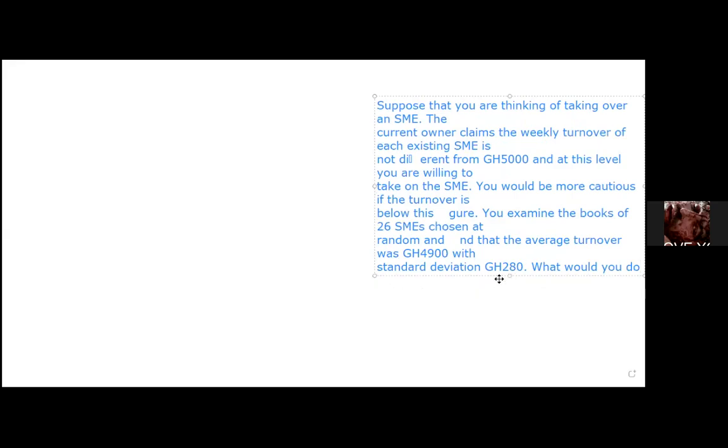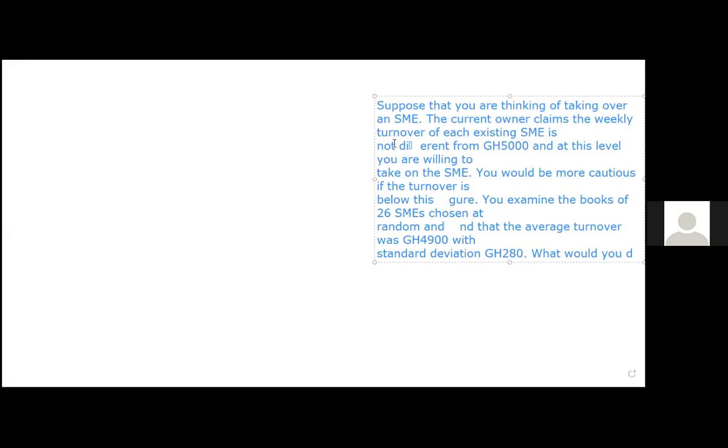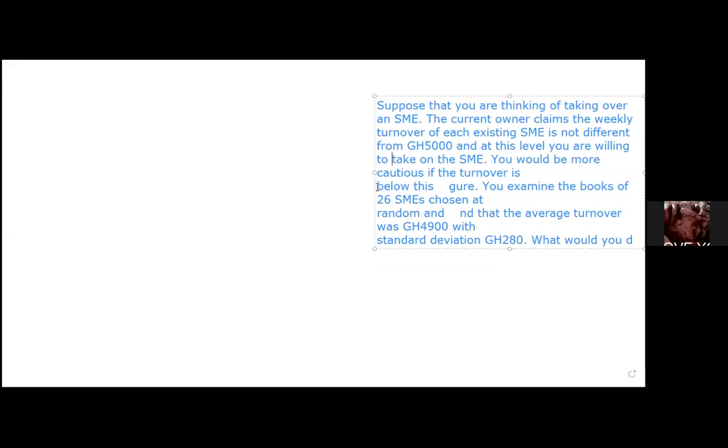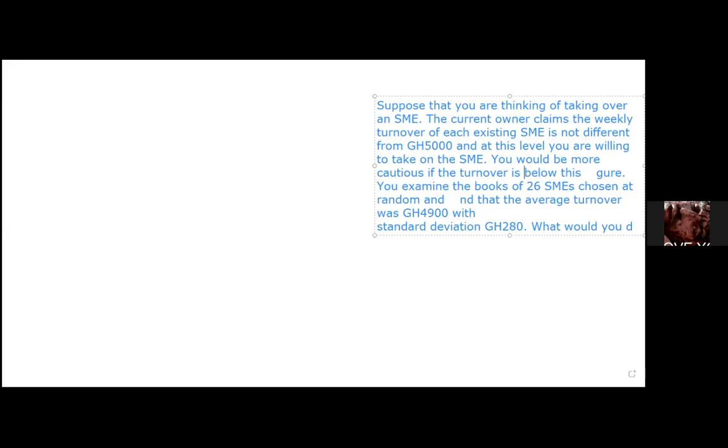So who is reading for me? Should I read? Yes, you can read. Suppose that you are thinking of taking over an SME. The current owner claims the weekly turnover of each existing SME is not different from 5,000 Ghana cedis. At this level, you are willing to take on the SME. You would be more cautious if the turnover is below this figure.